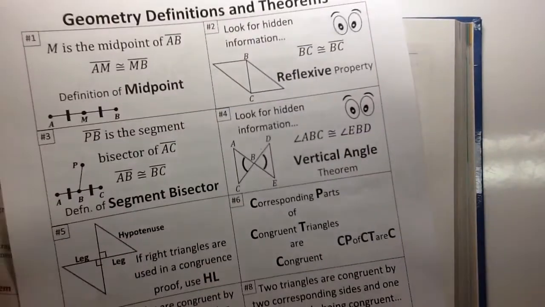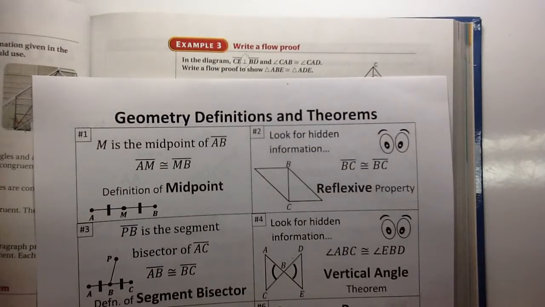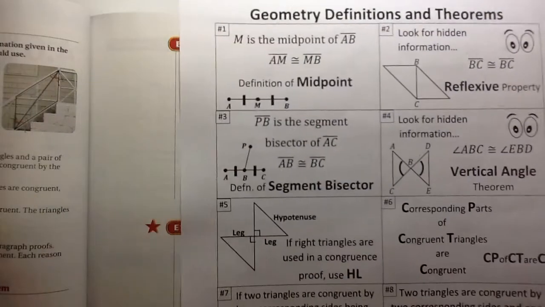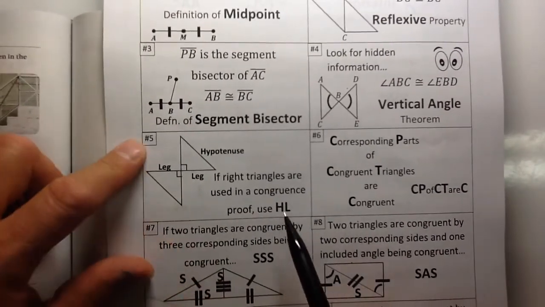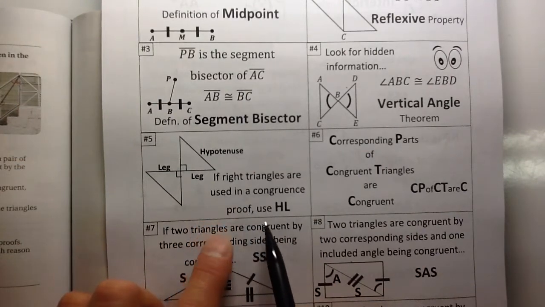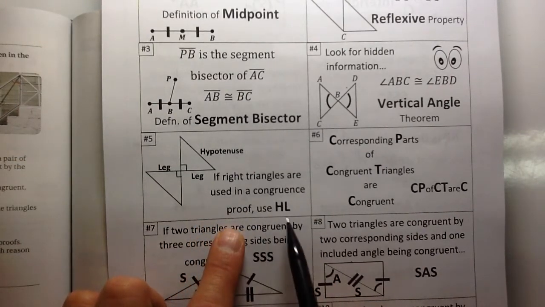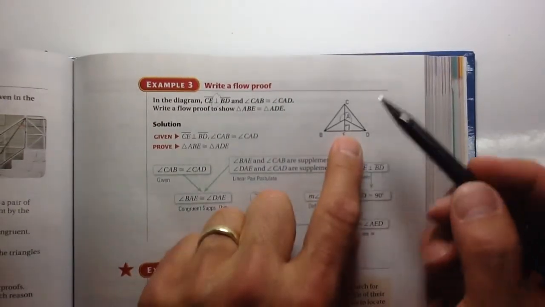So again, I can use these on right triangles, but when I have a right triangle, I'm looking for hypotenuse leg. In fact, that's what it says here on your geometry definitions and theorems. Where does it say that here? Number 5, keep this handy. This is a very useful reference. Number 5 says if you have right triangles used in a congruence proof, then look for HL, hypotenuse leg.